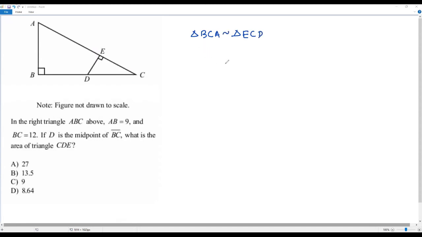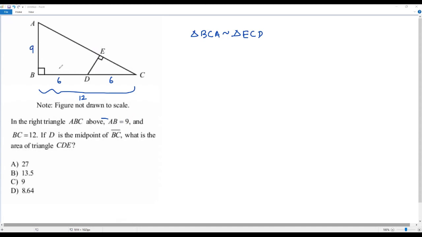Now what we have to do is get the ratio of the corresponding sides. For that, we can mark the given lengths. The length of BC is 12. D is the midpoint of the side BC. Since D is the midpoint, it will divide this length 12 into two equal parts. That is, the length of BD is 6, and the length of DC is also 6. And also the length of AB is given, that is 9. We can mark this 9 as the length of AB.